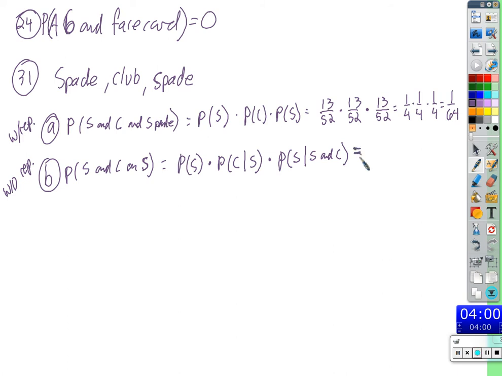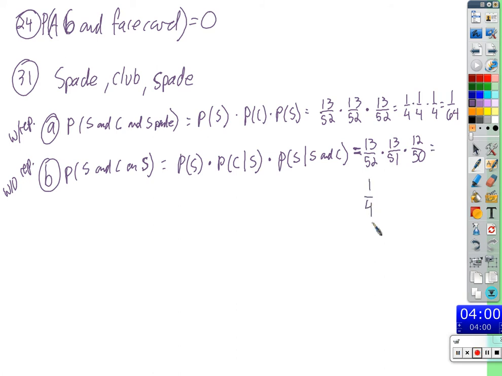What's the probability of getting a spade? 13 spades, 52 cards. But then what's the probability of getting a club if I have taken a spade out? 13 out of 51, because there are still 13 clubs, but only 51 cards in total, because one of them is gone. Now, what's the probability of getting a spade, given that we already got a spade and a club? 12 spades. This one's a spade, so there is one less spade possible. And there's 50 cards total, because we've taken two out of the total.